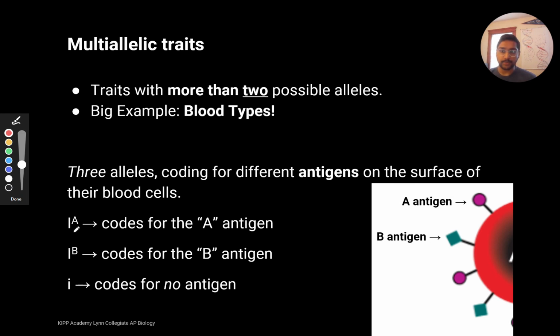One is that you have IA. This codes for the A antigen. So if you have IA, you're likely to have the A blood type. You have at least one of the alleles for this blood type. If you have IB, you can have the B blood type. You have one of the alleles for the B blood type. The lowercase i is what we will code for no antigen. In this case, usually that means you get some part of the O blood type. And so we're going to look at exactly what this means in a second here.